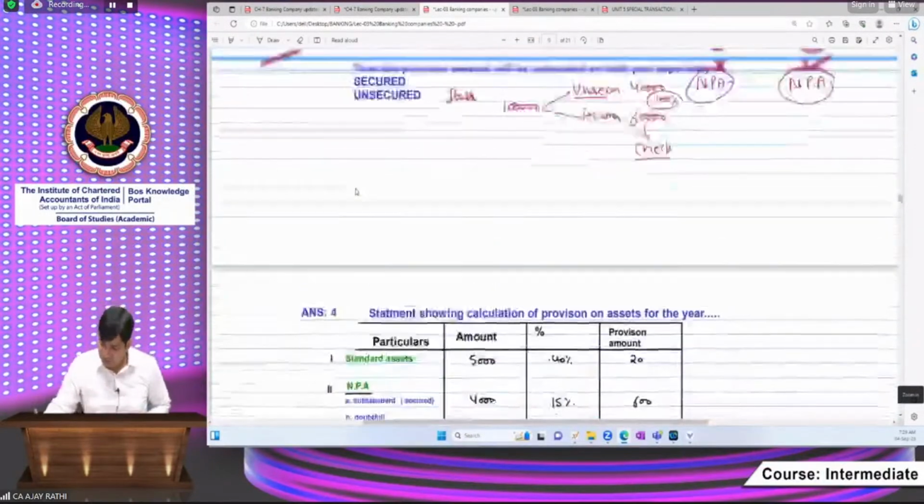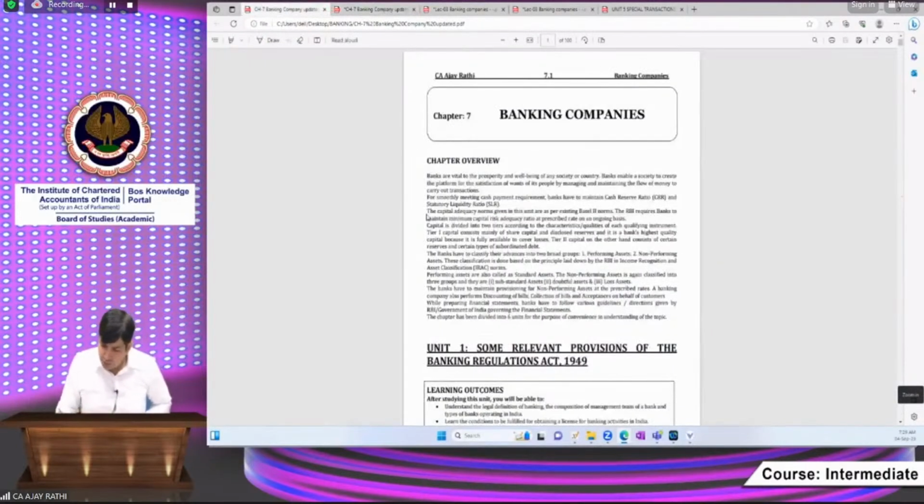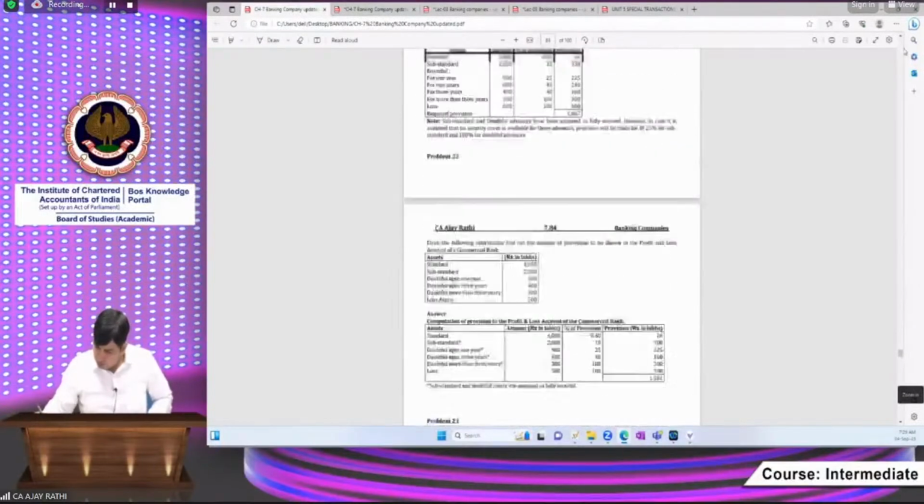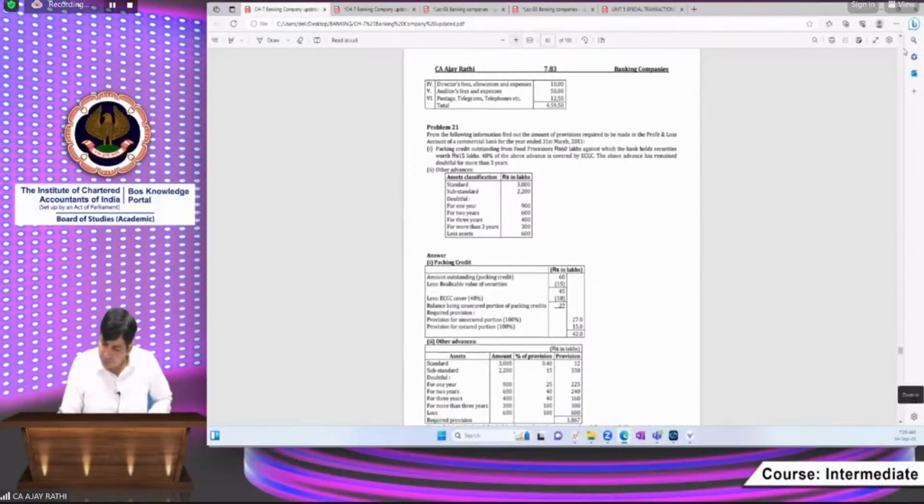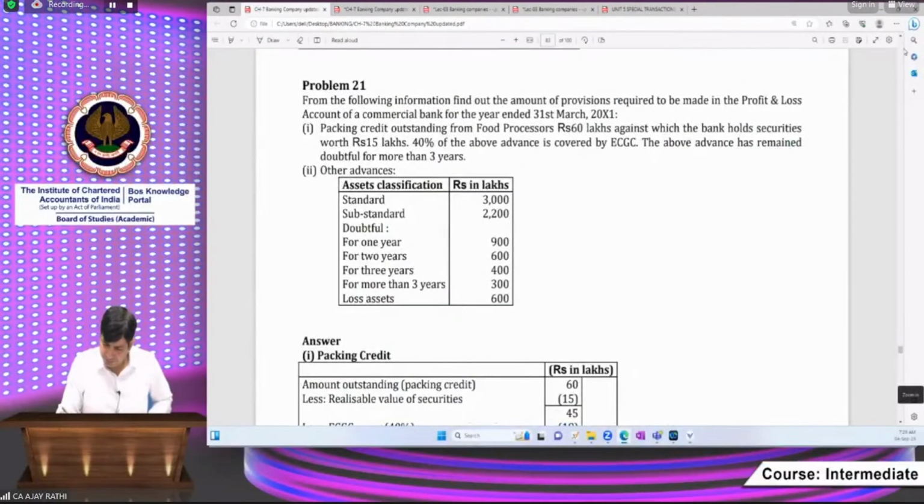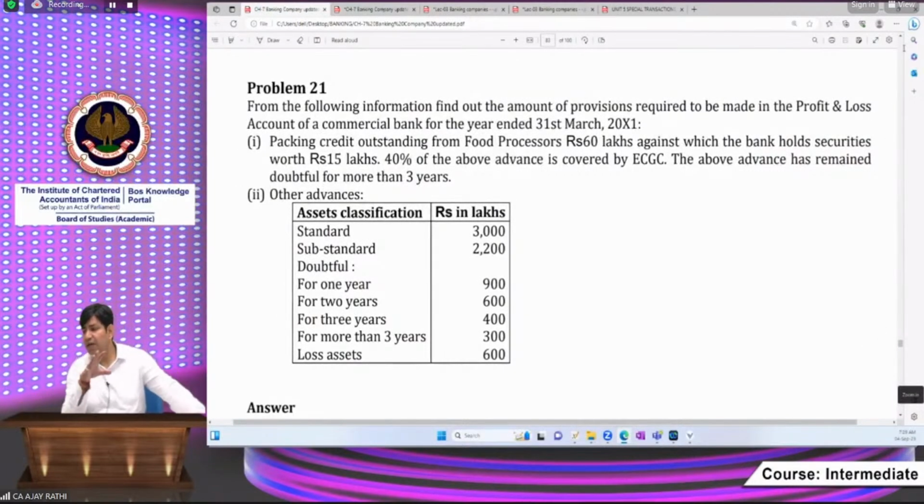Let's start the question practice as we did in the last class. Now, please come to question number 21, which is on page number 7.83. No knowledge without practice. First, we have to practice. From the following information, better think that you are in the exam and you are reading the question.